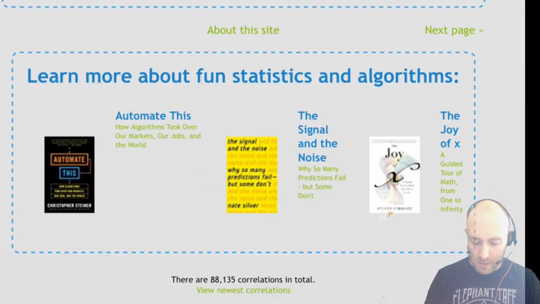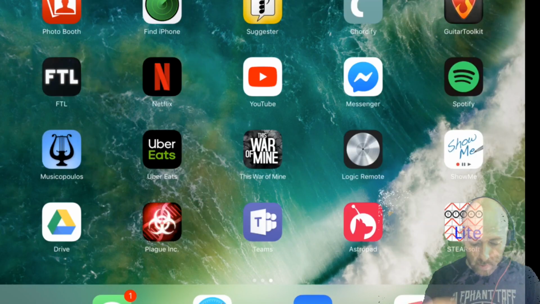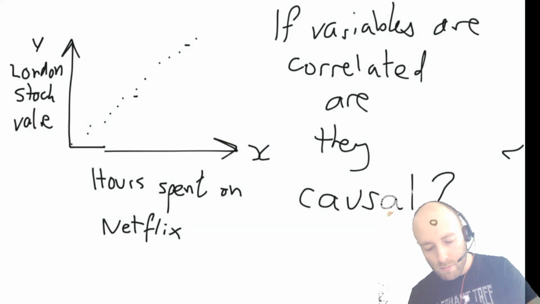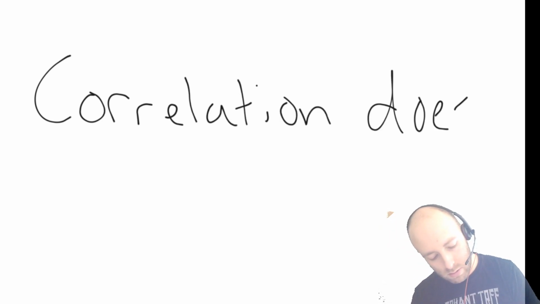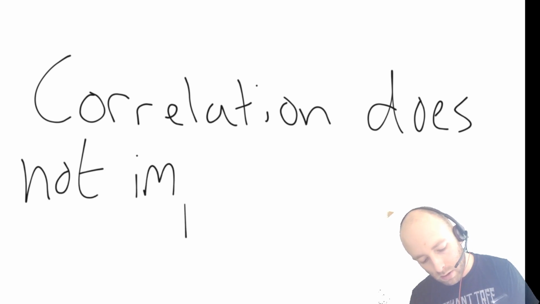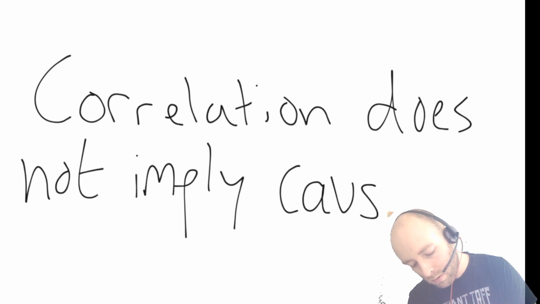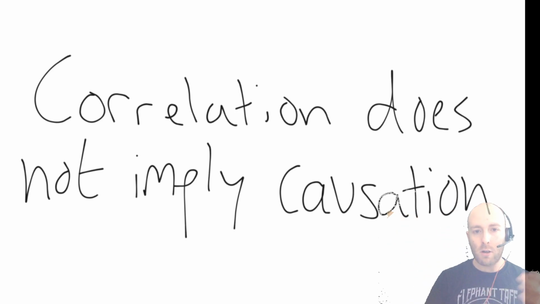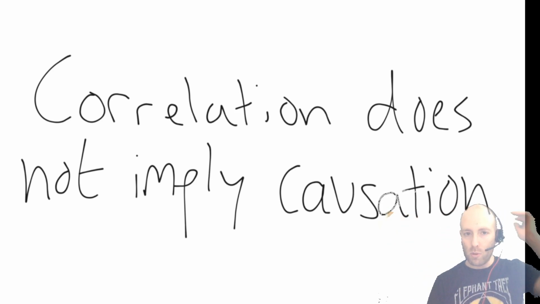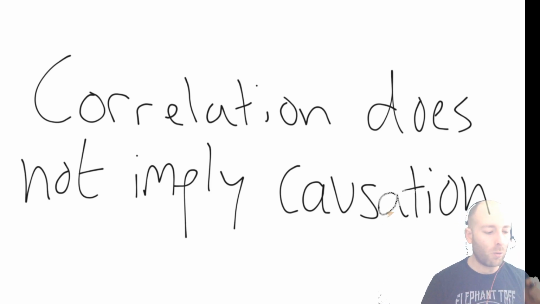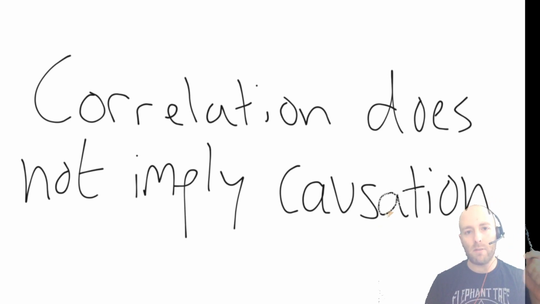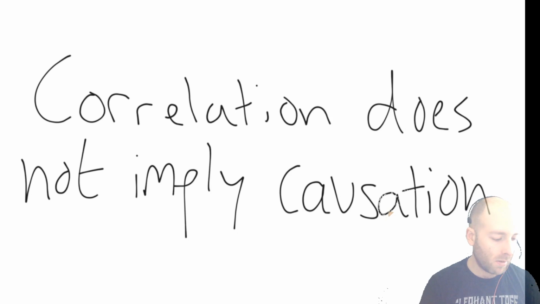So the point of this is that correlation, let's write this one nice and big, correlation does not imply causation. Just because two things are correlated, it doesn't mean they're causal. One might not have caused the other. They might have perfect correlation, but it doesn't tell you anything more than that their numbers have a relationship. It doesn't say one caused the other to happen.